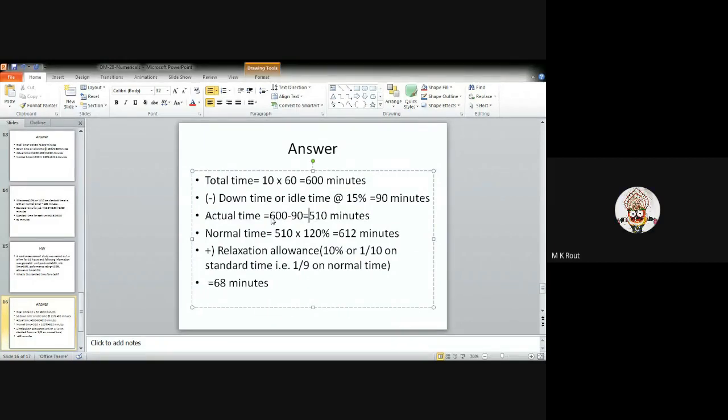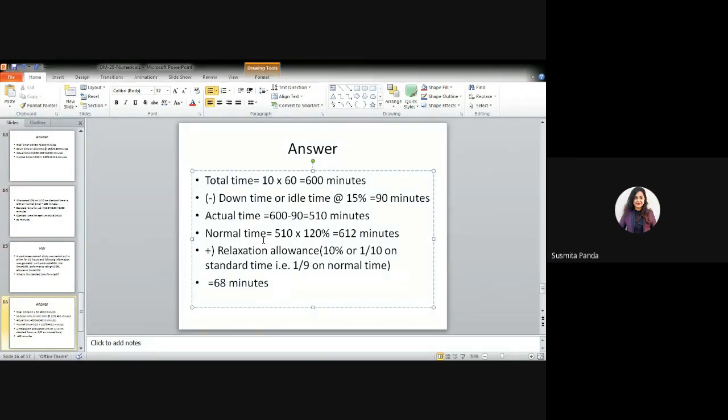But here we can directly use another type of allowance: you can directly add the allowances to the normal time for calculating the standard time. In case of allowances, it is given 10%. That 10% is equal to 1 by 10 on standard time, or 1 by 9 on your normal time. This is the new formula for calculating the relaxation allowances given in this particular problem statement. That equals 68 minutes.